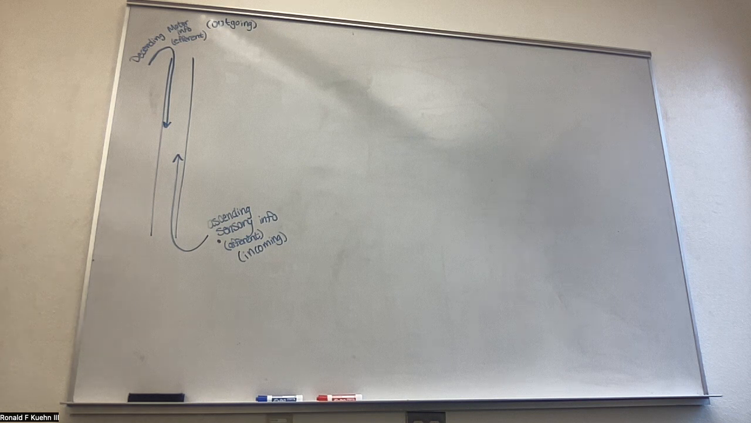Efferent is your effect. You're effecting something. That is descending. So all of our sensations have come up, been processed, and now we are acting on it. We are moving, we're effecting the environment around us, the outer world.